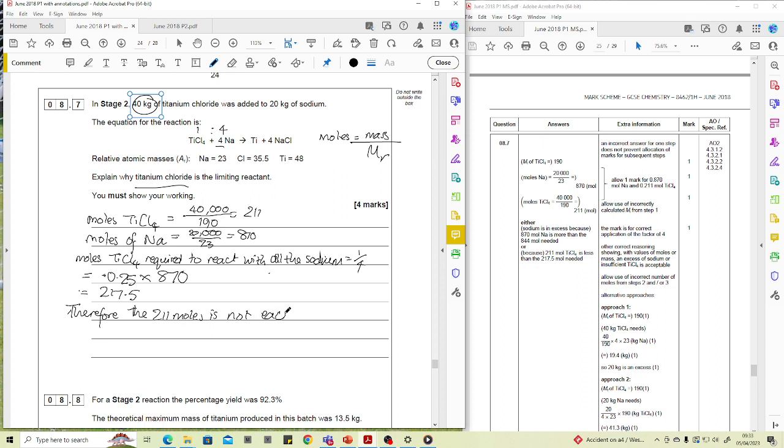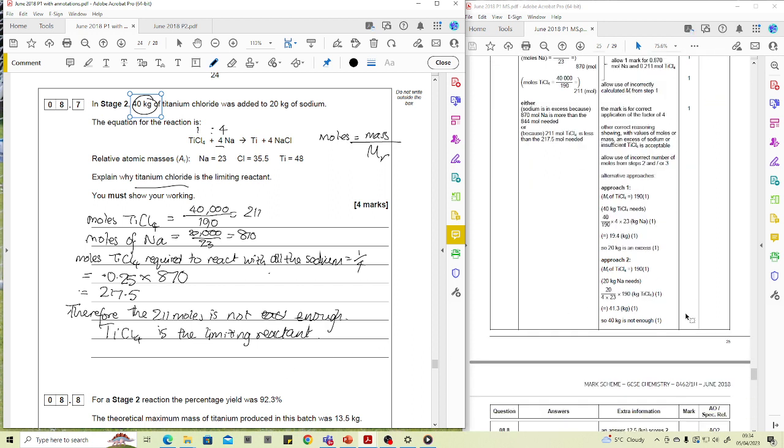So 211 moles is not enough. TiCl4 is a limiting reactant. Okay, so the other way to do it would be to say that the sodium is in excess, and you can see that there are multiple approaches in the mark scheme that you could use.